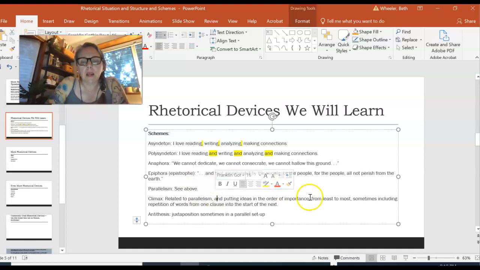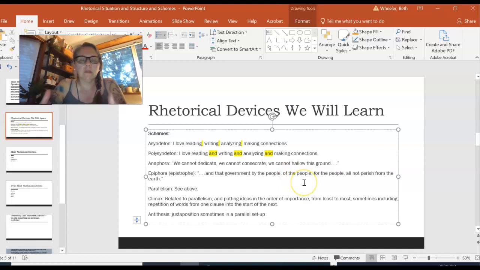Epiphora is the opposite, where we have repetition at the end of the sentence. So you're also familiar with this from the Gettysburg Address, this line, and that government by the people, of the people, sorry, I have the wrong preposition here, and for the people. So people being at the end of the line, again, repetition at the end of a clause or sentences. You see in both of these examples, anaphora and epiphora, that we have sentence clauses connected together with commas. You could also do this with short sentences, with periods as well.